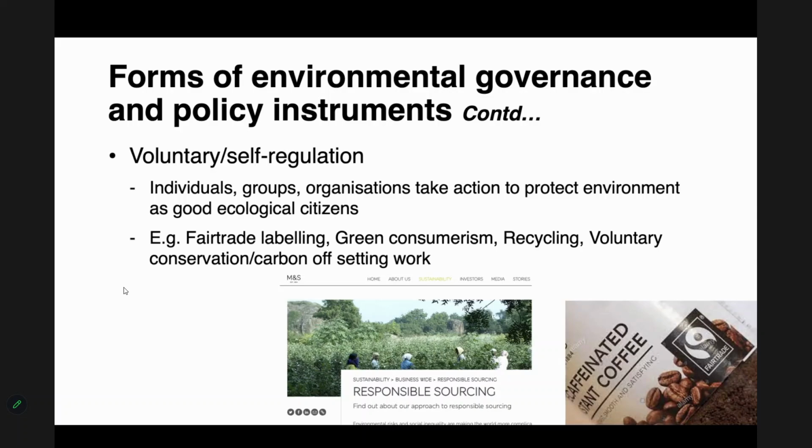So all of these can be voluntary or self-regulatory work that you voluntarily take in order to be good ecological citizens. So even things like paying your workers well, treating them well, looking after the health and safety of your workers, all that come under sustainability actions, not just the environmental aspects.